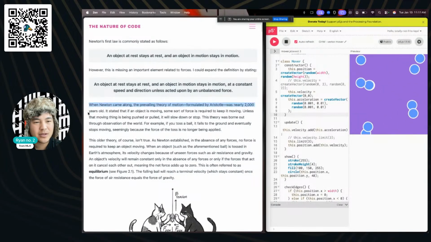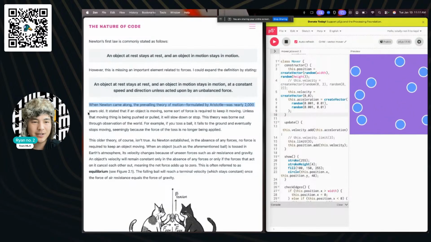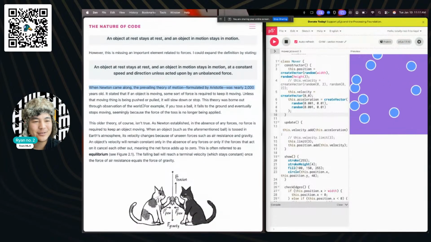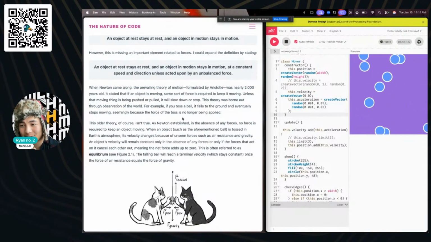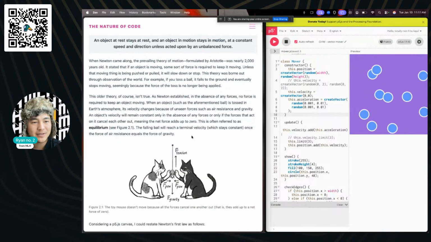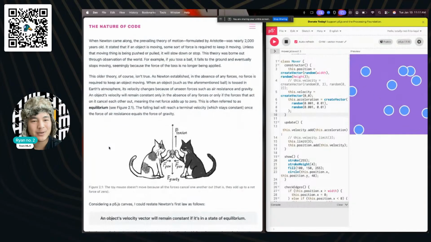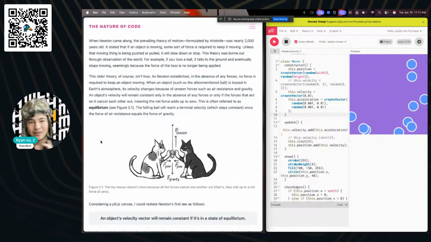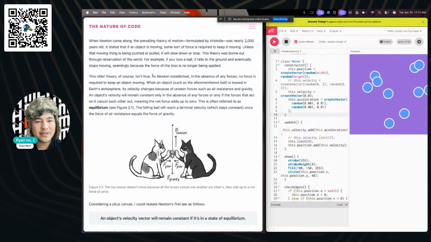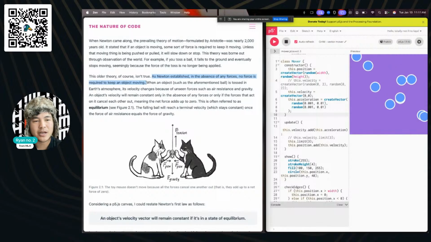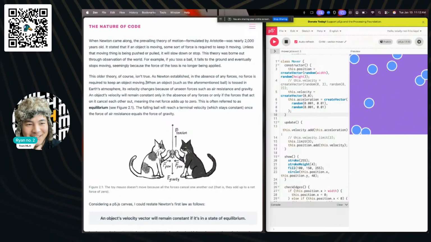When Newton came along, the previous theory of motion was really old. And so the definition came from observation, which I think is a pretty common theme within the world of simulating natural systems. In order to create a model, you must first observe what is going on in the world and then create a theory on how everything works together. As Newton established, in the absence of any forces, no force is required to keep an object moving. Ooh, anybody else feeling a hint towards friction?